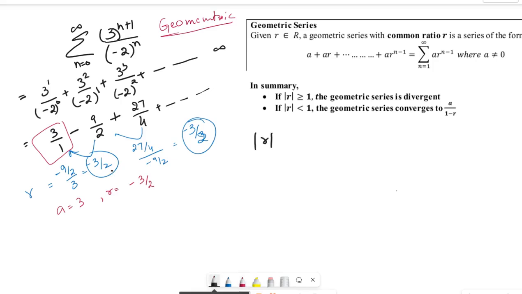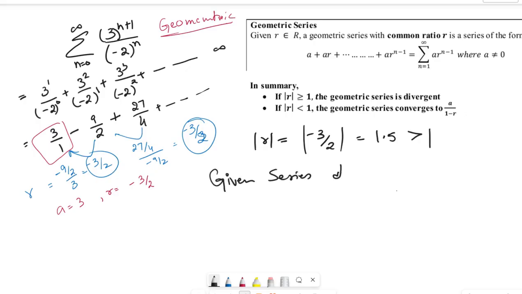Absolute value of r here is the absolute value of negative 3/2, which is going to be 1.5, clearly more than 1. Therefore, the given series diverges. If it diverges, do not try to find the sum of the series.